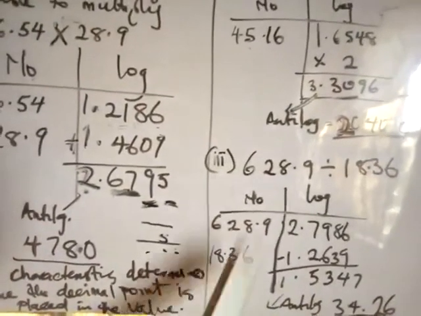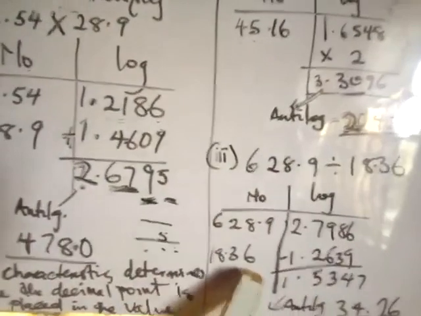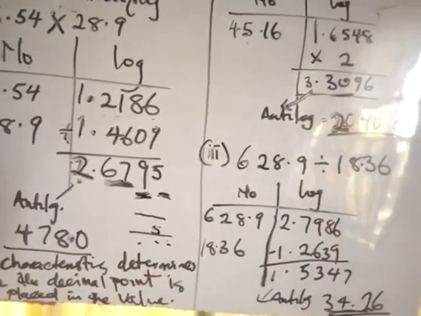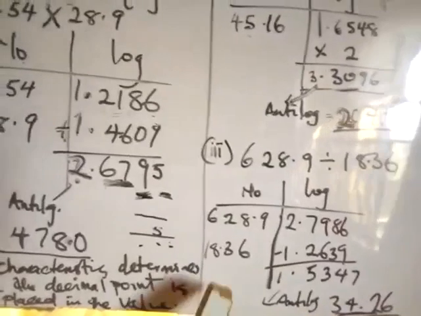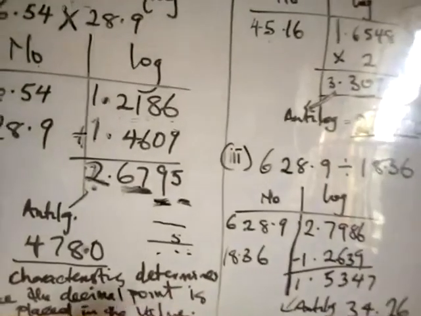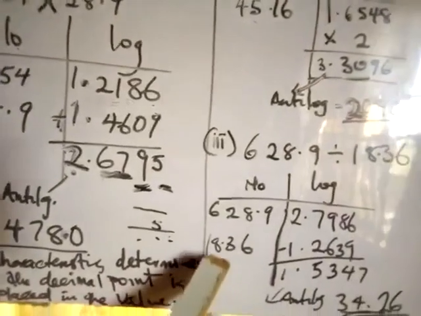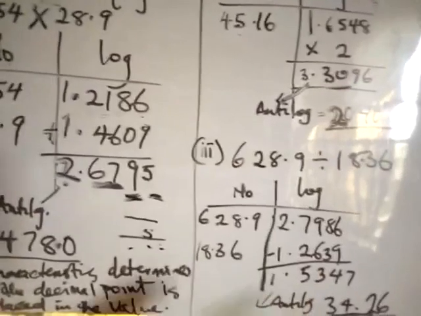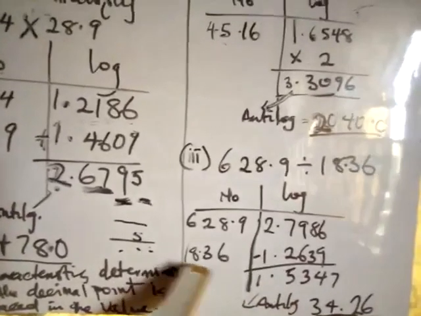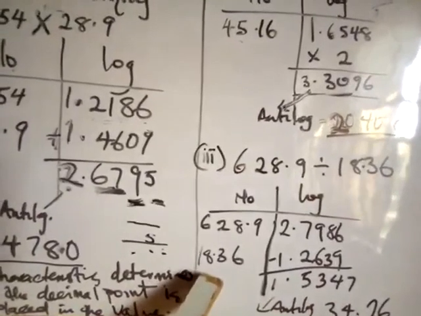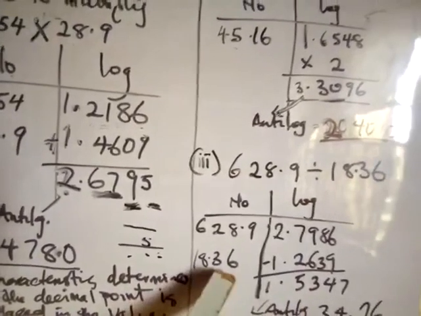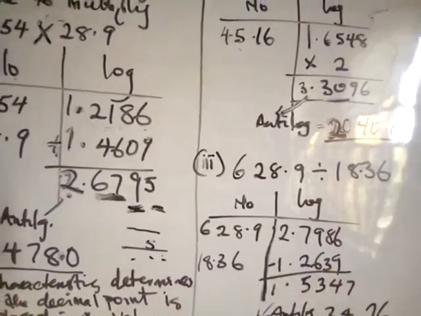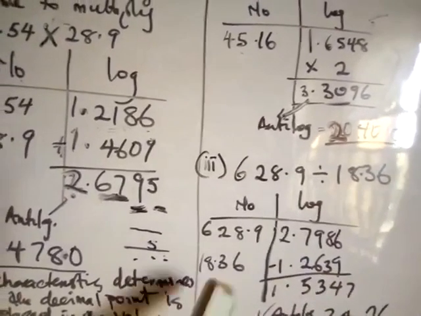Now you move to the second number, which is 18.36. The integer is 18, which has 2 digits, so the characteristic is 1. So 1 point this thing. You look for 18 under 3, difference 6. Whatever you get, we give you 2.36. You add it together.